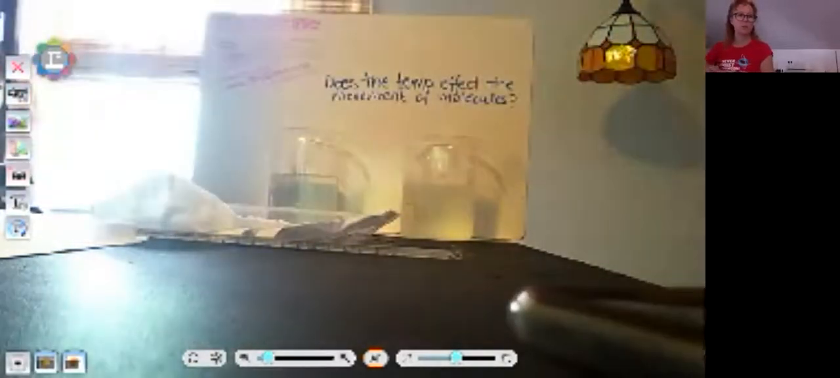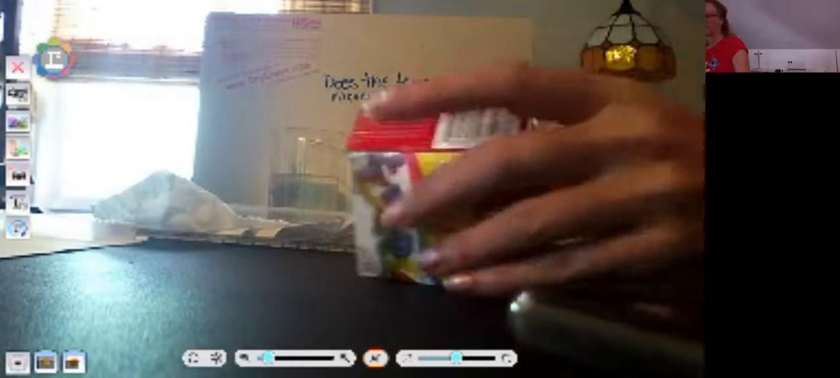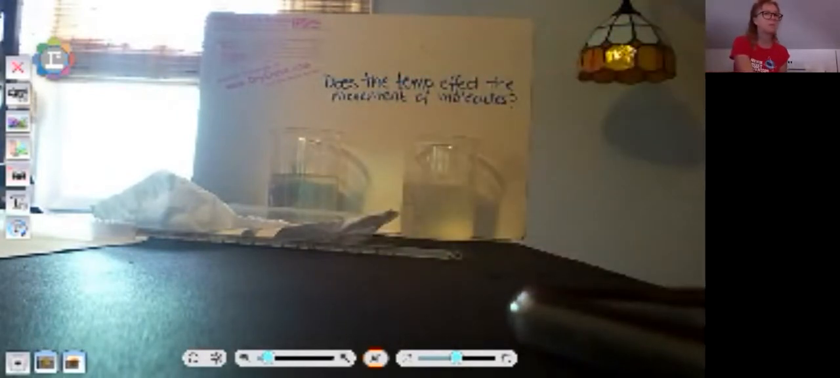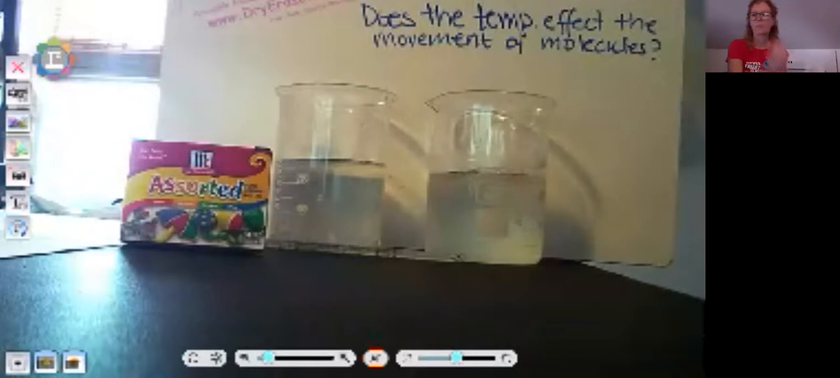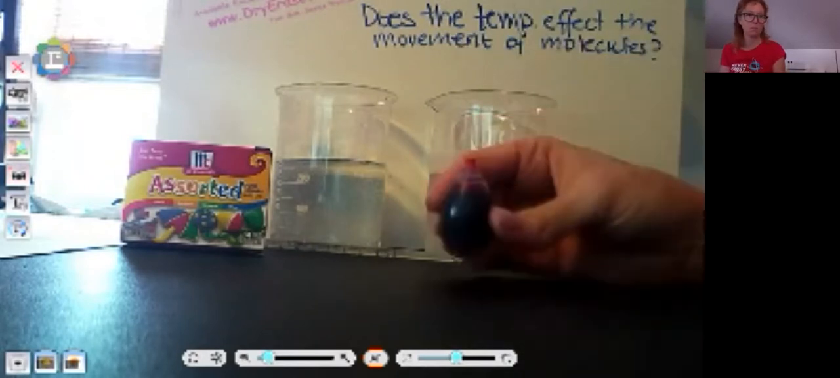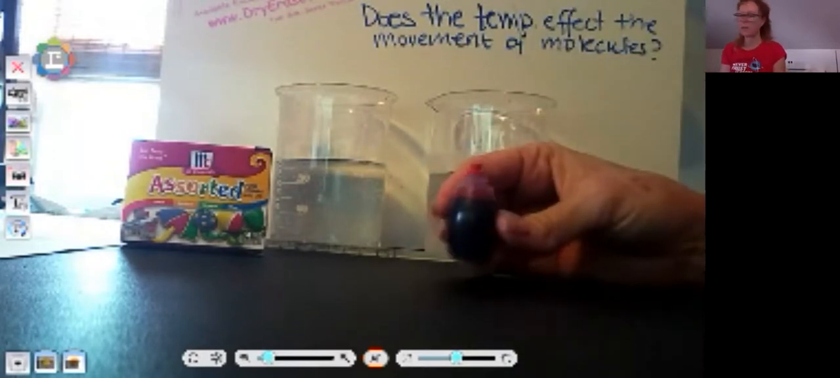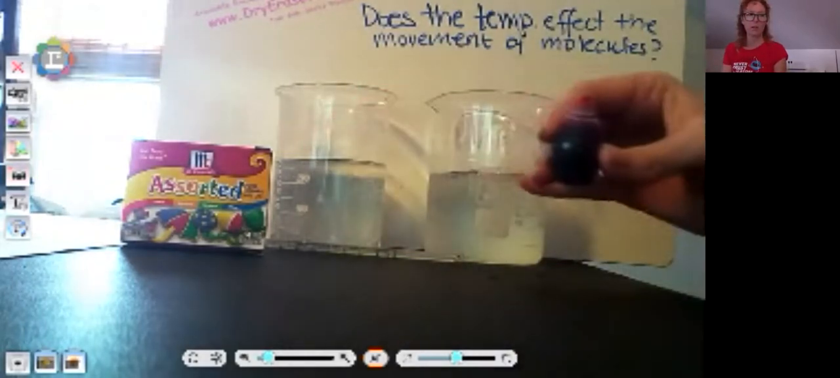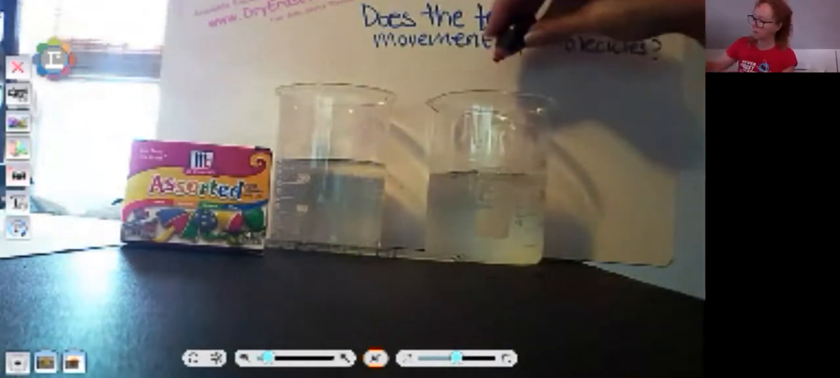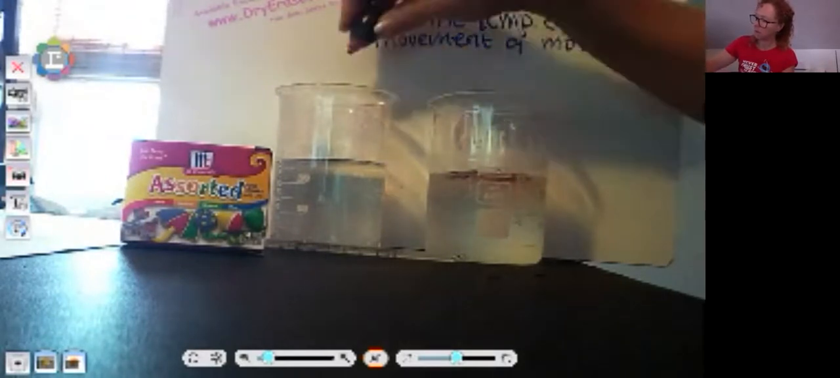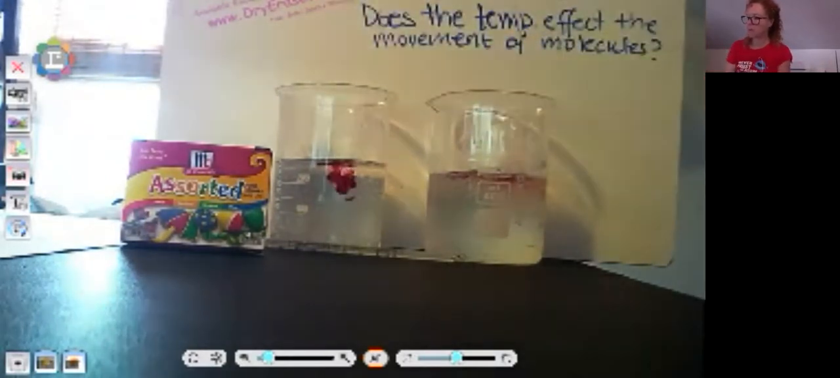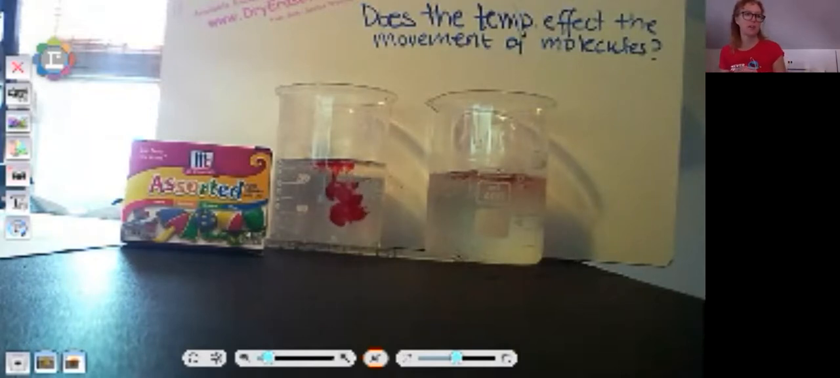Here's another thing we can do. Diffusion is the movement of molecules from an area of high concentration to low concentration. I can use some food coloring. Remember, here's my warm water, here's my cold water. If I put a couple drops there, we can see which one it spreads through faster.